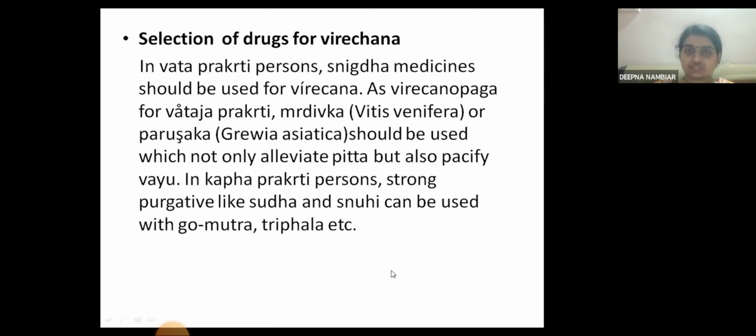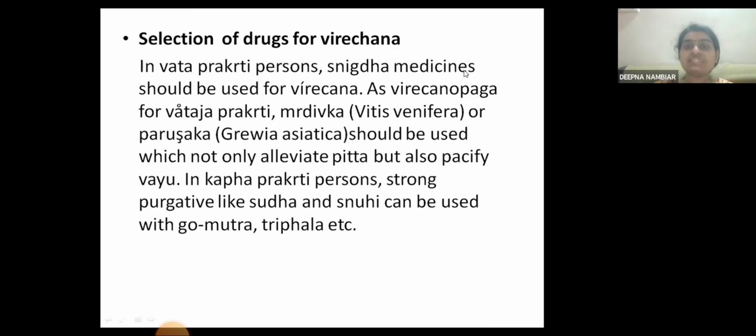And next is the selection of the drug. As I explained, in the case of Vamana, we have to select drugs according to the Koshta. According to the Koshta and Avastha, drugs have to be selected. You have already studied it. And the Koshta is also dependent on Prakriti. In Vata Prakriti, mostly Krura Koshta will be there. In Pitta Prakriti, mostly Mridu Koshta will be there. So selection of the drug according to the Koshta and Prakriti is also important.